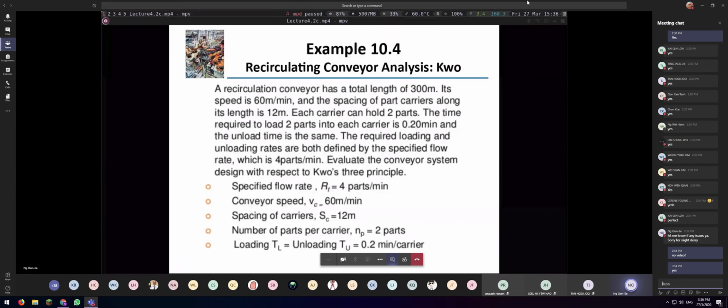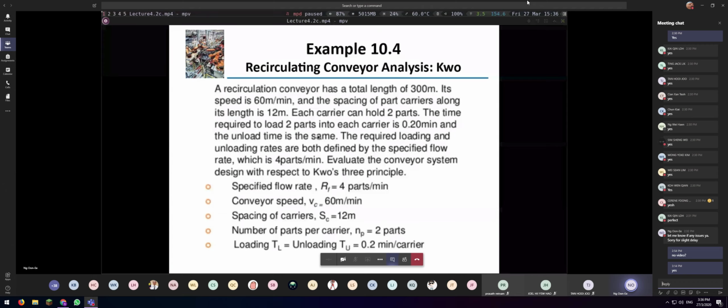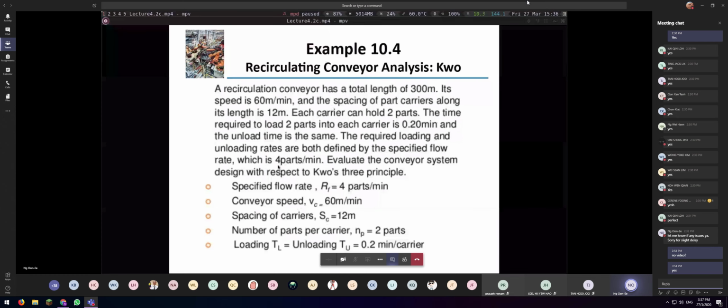So let's see how that applies with this recirculation conveyor. We can also call it a closed loop conveyor system. So you have a total distance of 300 meters, spacing of 12 meters. Each carrier has 2 parts. Time required to load is 0.2 minutes. Unload time also 0.2 minutes. The rates are defined as 4 parts per minute. Evaluate the conveyor system with respect to the 3 principles. So these values are given, extracted from the description.